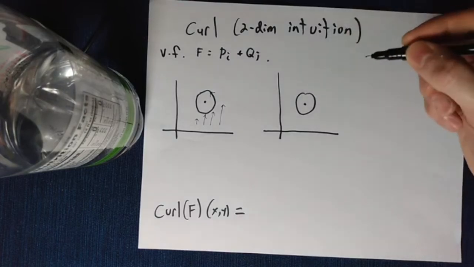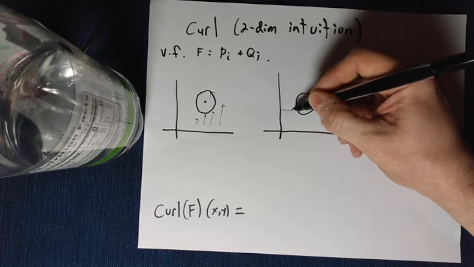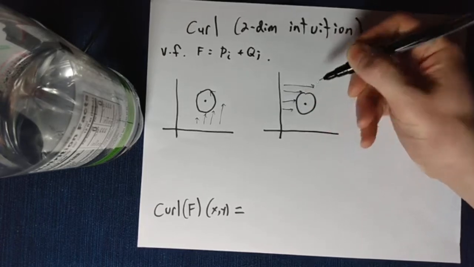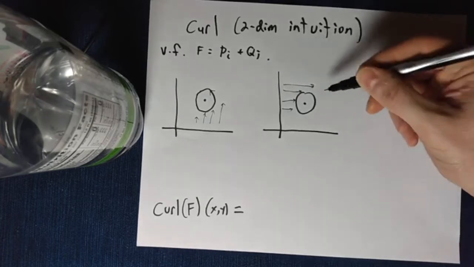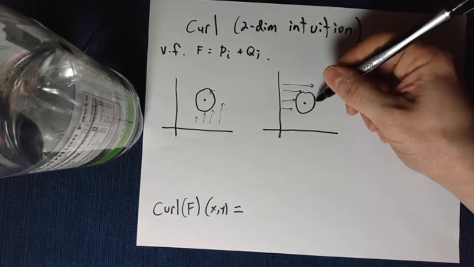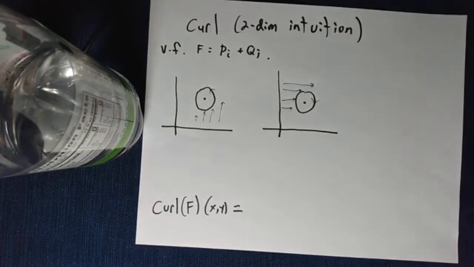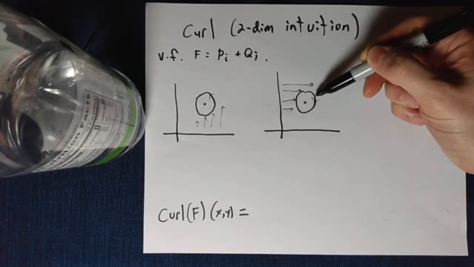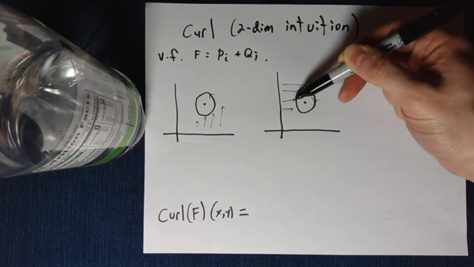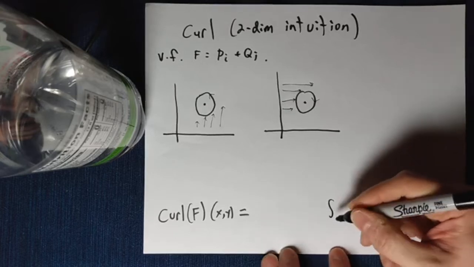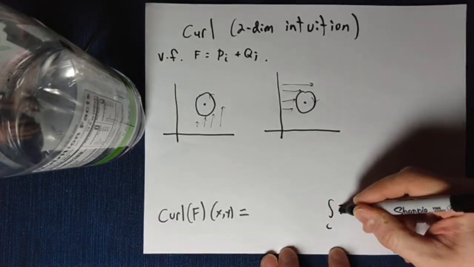Consider instead, imagine if our vector field is increasing as y increases. So in this case, the vector field is pushing harder on this part of the circle, so it's inducing a negative rotation in the clockwise direction. If we integrate over the curve to measure the amount that the vector field is causing it to rotate, that is the line integral over the curve.